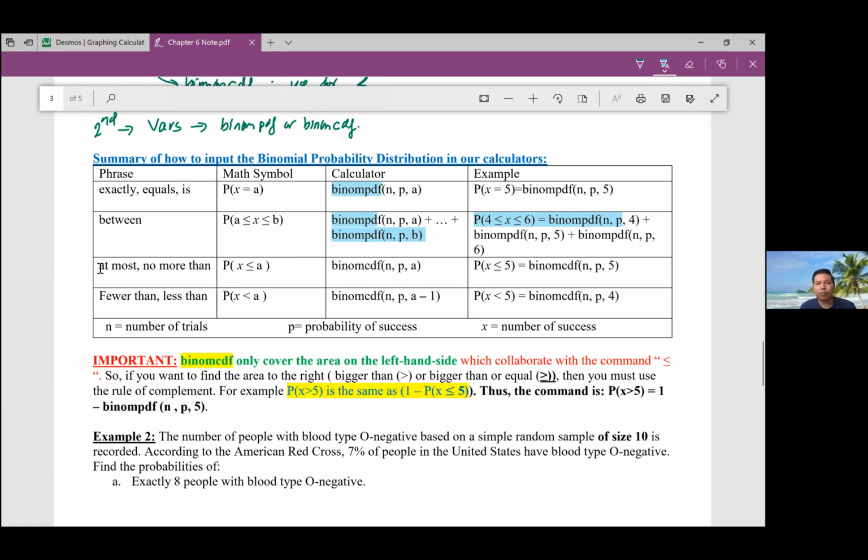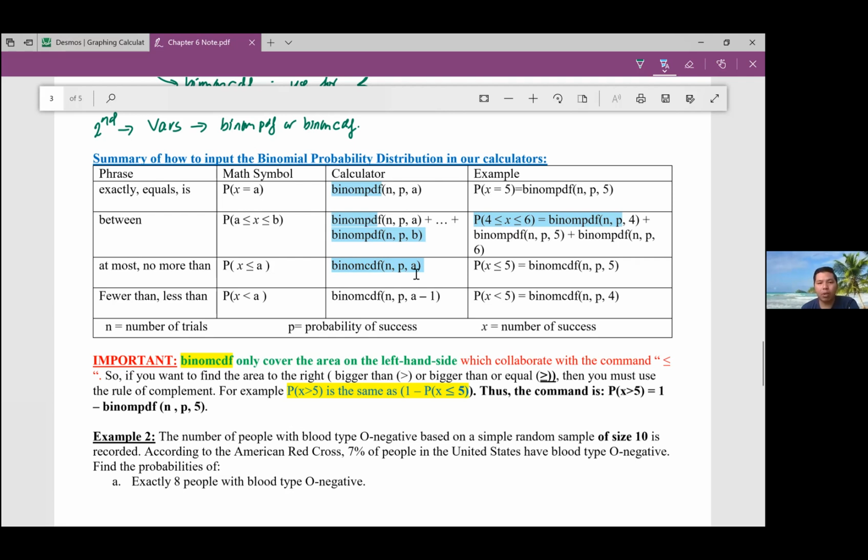Now, when we have "at most" or "no more than," the math symbol will be X less than or equal to A, and that's when you use binomcdf(n, p, A). Don't get mixed up between the commands. They still ask you for n, p, and A, but the one above is PDF compared to this one, CDF. It takes everything from 0 all the way up to A, inclusive. The letter C stands for cumulative, so it accumulates everything from the beginning until that particular value.